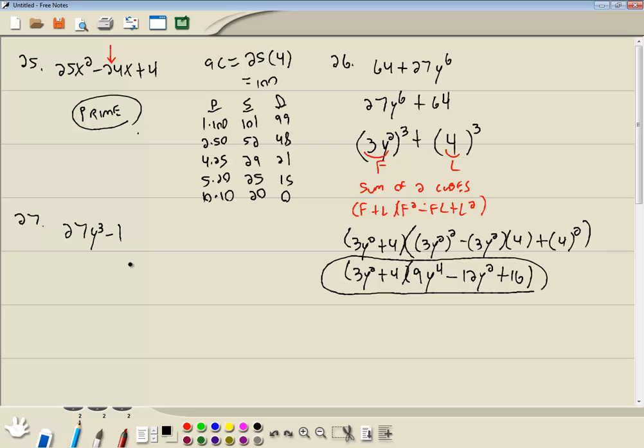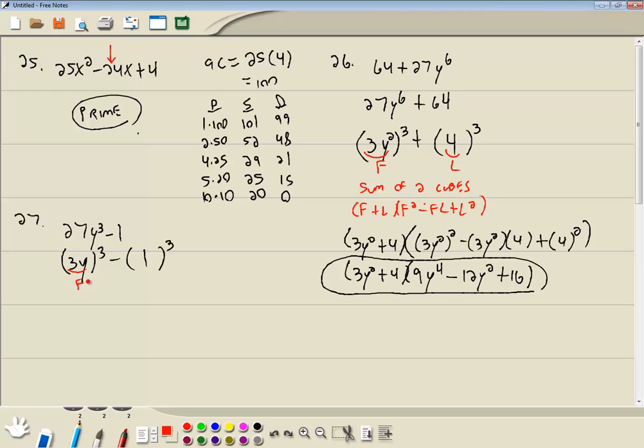So we start going down. The next one is the difference of 2 cubes, which is 2 terms with a minus between it. So we're going to try to write it as something to the third power minus something else to the third power. 3 times 3 times 3 gives us 27. y times y times y gives us y to the third. And 1 times 1 times 1 gives us 1.